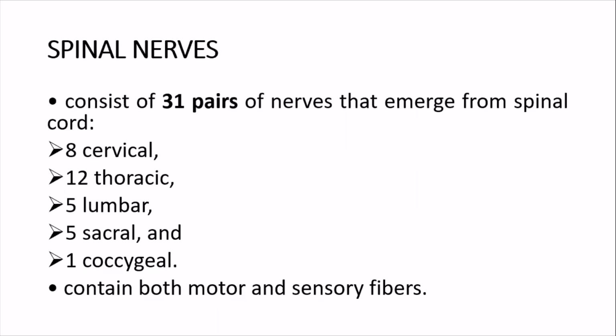Spinal nerves consist of 31 pairs of nerves that emerge from the spinal cord: 8 cervical, 12 thoracic, 5 lumbar, 5 sacral, and 1 coccygeal. They contain both motor and sensory fibers, that is, they are mixed nerves. The spinal nerves are mixed nerves containing both motor and sensory fibers.